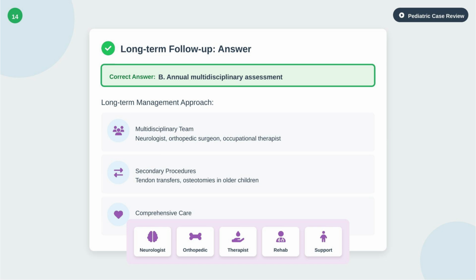Annual multidisciplinary assessment. Children with residual deficits benefit from continued monitoring by a team, including a pediatric neurologist, orthopedic surgeon, and occupational therapist. At this age, secondary procedures like tendon transfers or osteotomies may be considered to improve function rather than nerve reconstruction. The assessment should also address developmental needs, school accommodations, and psychological support. A comprehensive approach addresses both physical function and quality of life considerations throughout childhood and adolescence.